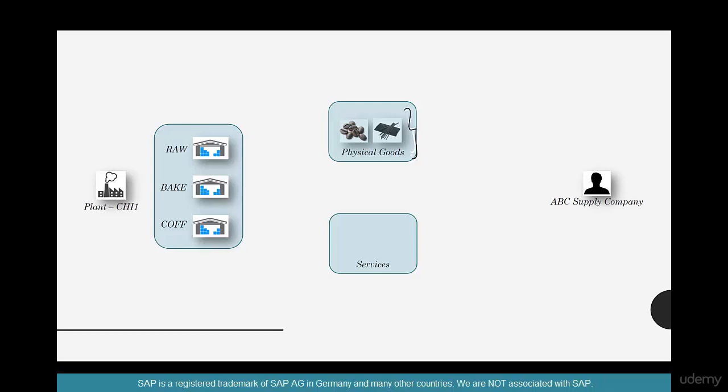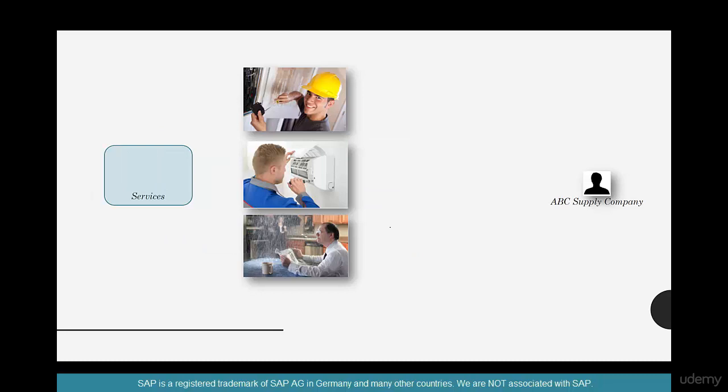Would you have a physical goods receipt happening? Of course not. We'll see some examples of services in the next slide. So the process to procure services, as we have discussed, is a little bit different. But what are services? Let's see some examples of services. Just by looking at these examples, you might have guessed what services are.